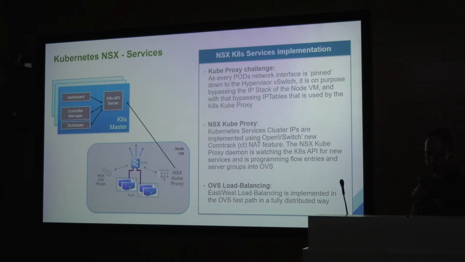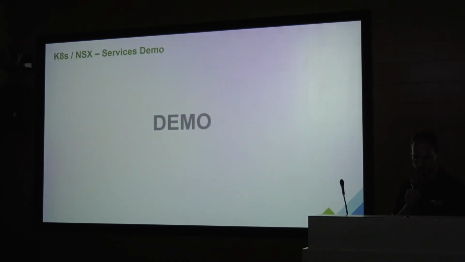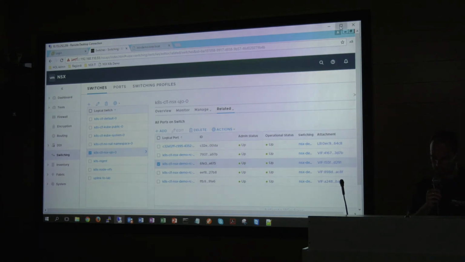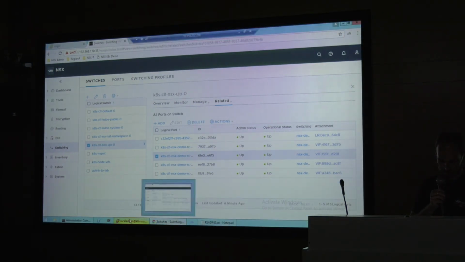This is about east-west load balancing. So here we would like to create some replicas and load balance traffic across multiple pods. In our implementation, we are not using a regular Kubernetes kube-proxy. We are using our own instance of kube-proxy. So again, the next demo will be about service creation. So let me switch again to this demo part, and let's create some services.